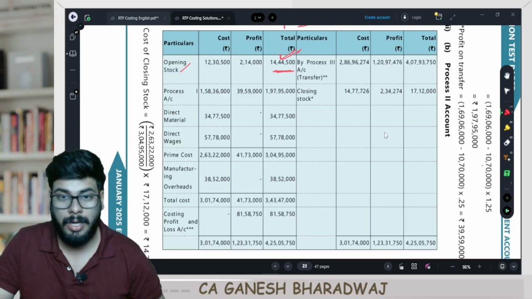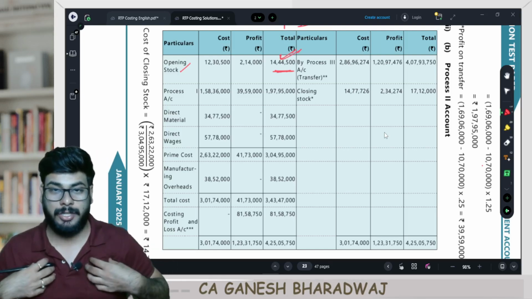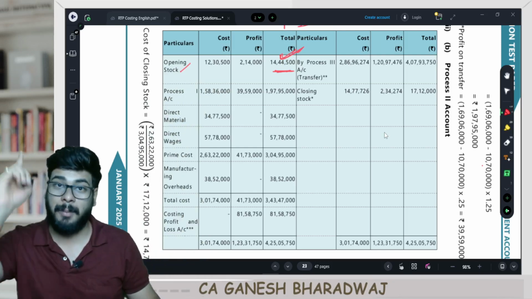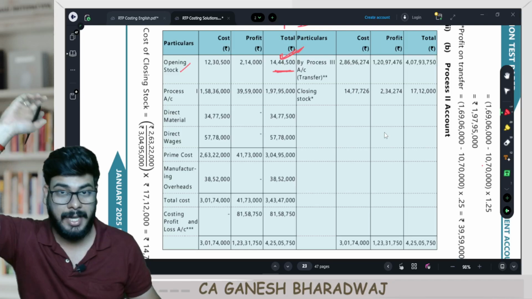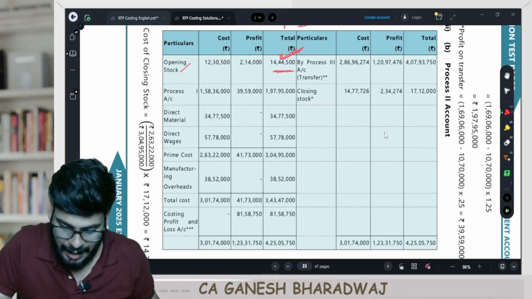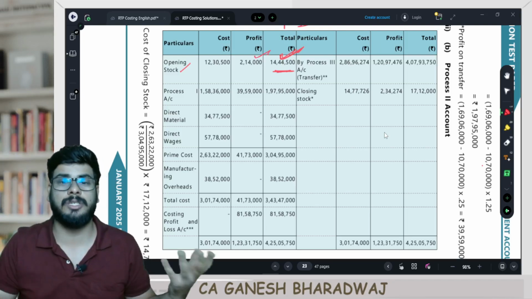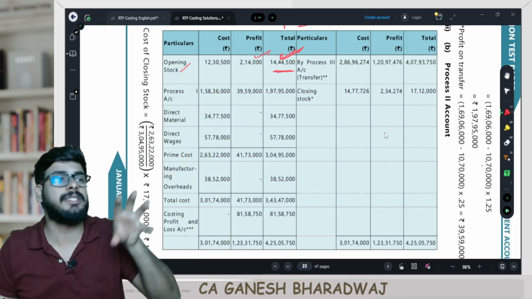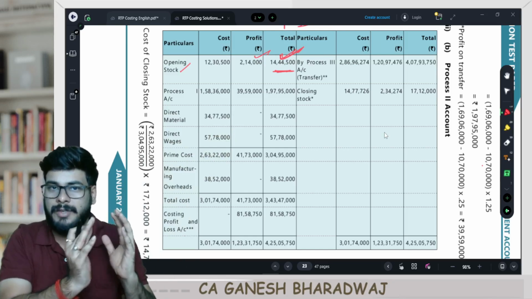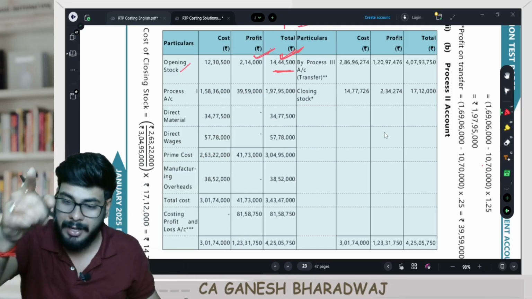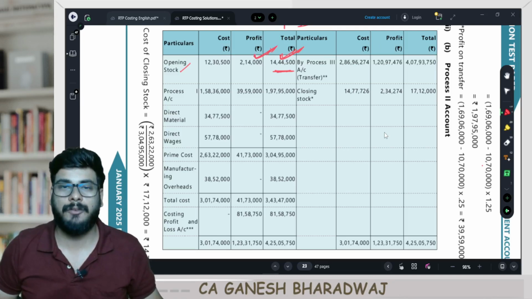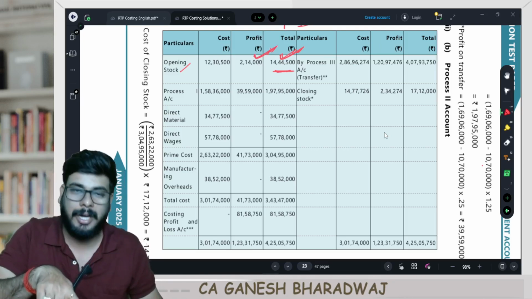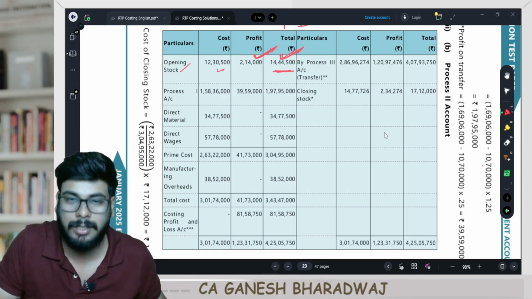Now, from the perspective of process 2, the opening stock value is 14,44,500. But the head office knows that ideally inside this there is a profit of 2,14,000. How do they know? Because they are tracking all these things, and whatever is received from process 1 is loaded with some profit element inside it, which is given in the question. 2,14,000 is given. So now you can arrive at the cost pertaining to the opening stock, which is 12,30,500.